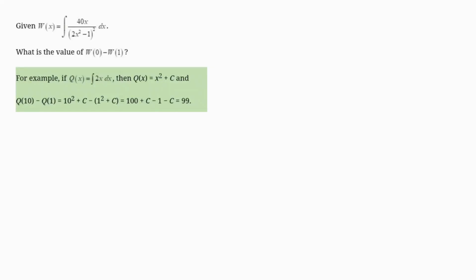Most students see an indefinite integral like this and think they need a specific value for the constant c to find the final answer. But today, I am going to show you why that c actually disappears and how to solve this problem.